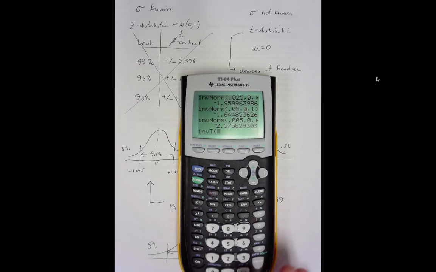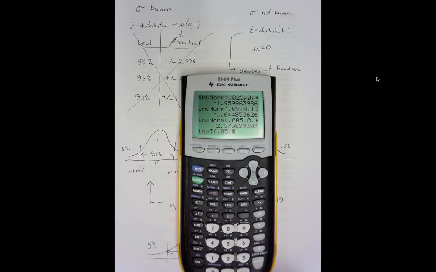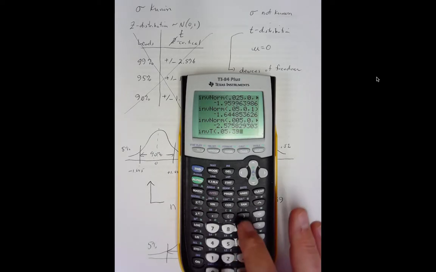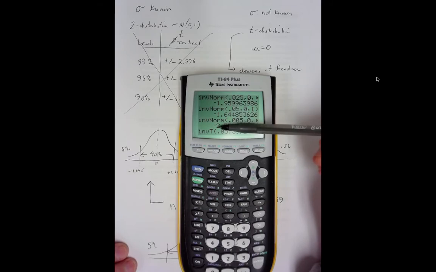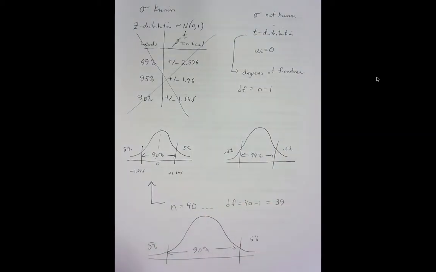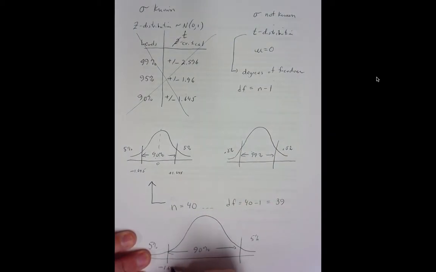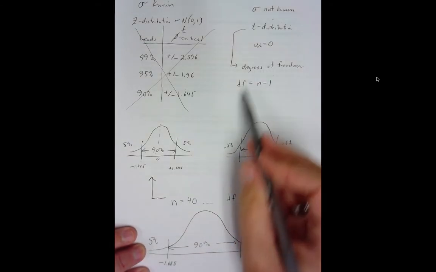Now I want 0.05 goes below. But now instead of putting 0, 1, what I put is degrees of freedom. You don't put the mean, you don't put the standard deviation, you put degrees of freedom, because this new distribution, this t distribution, is totally defined by the degrees of freedom. Now, negative 1.685 means 0.